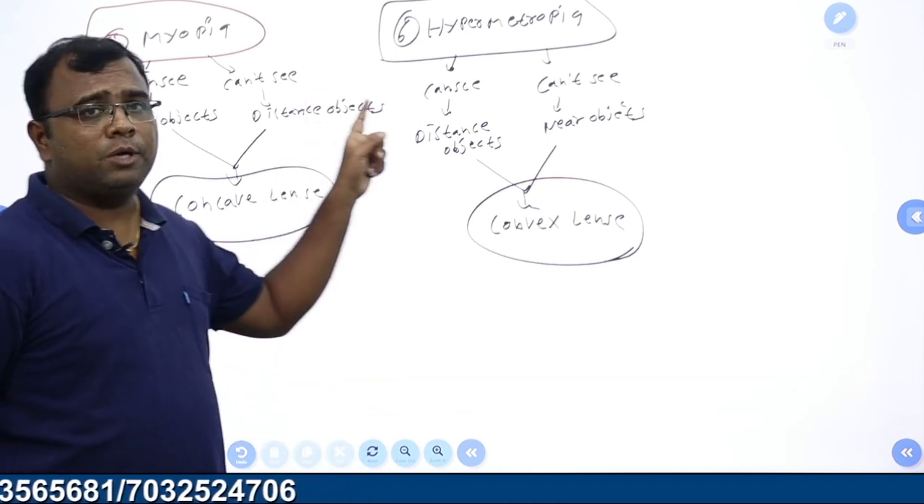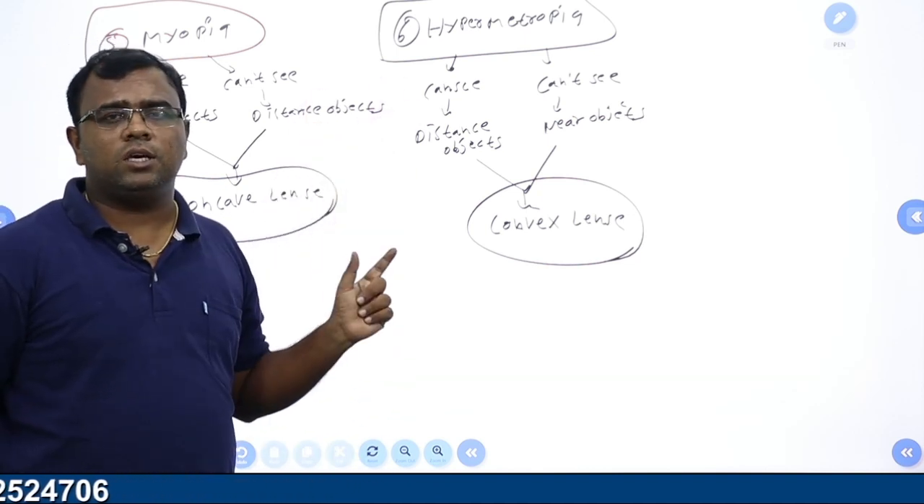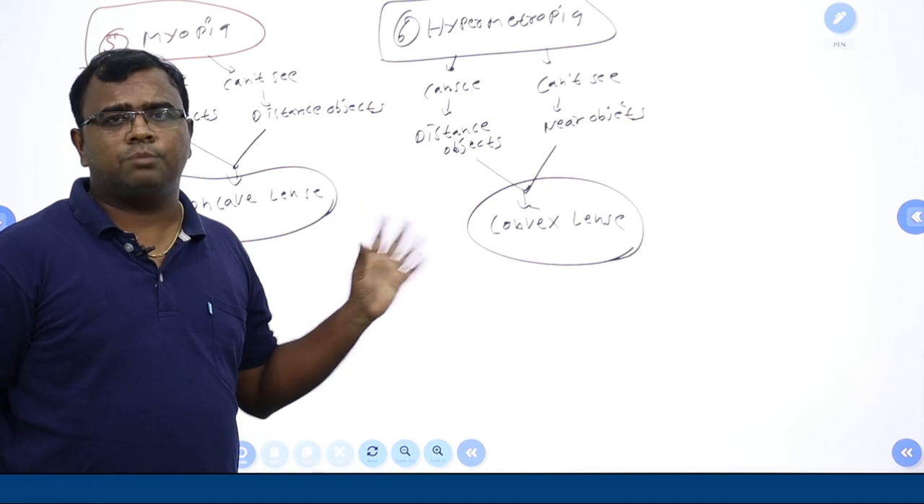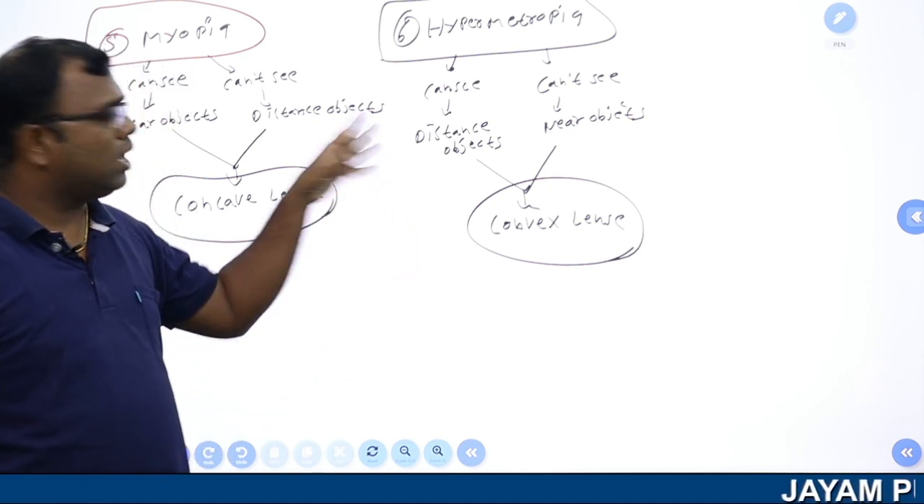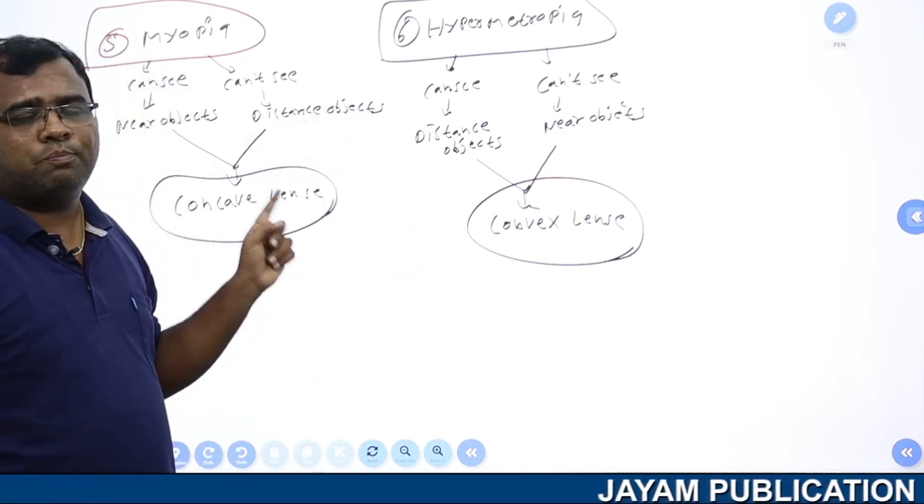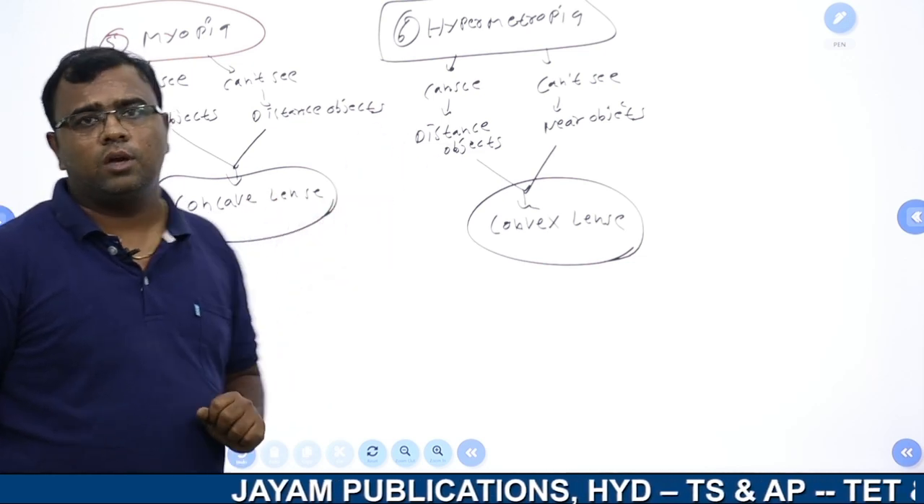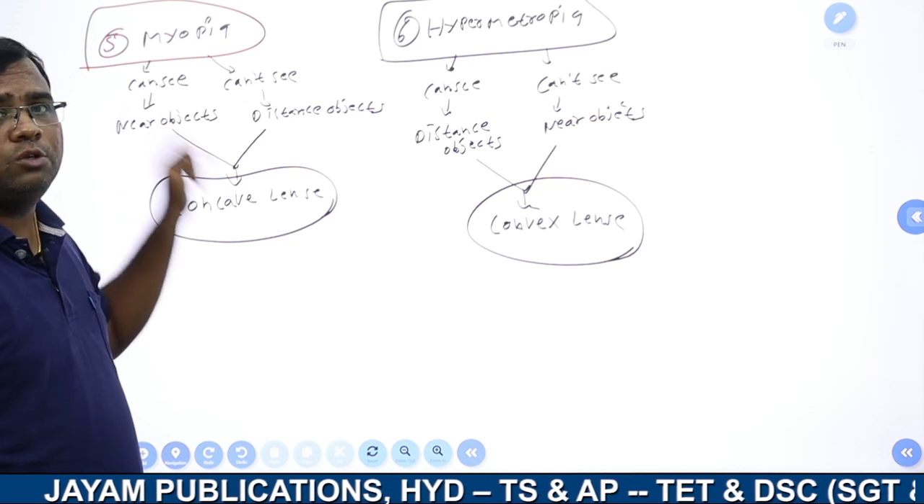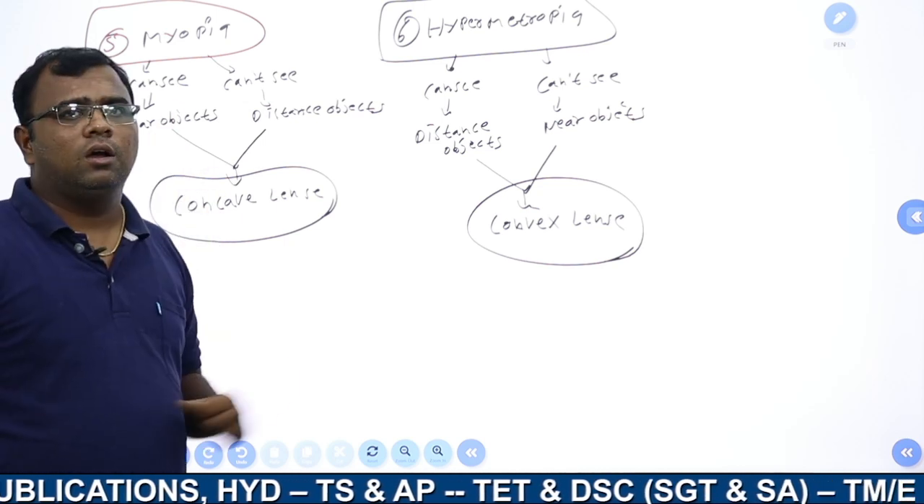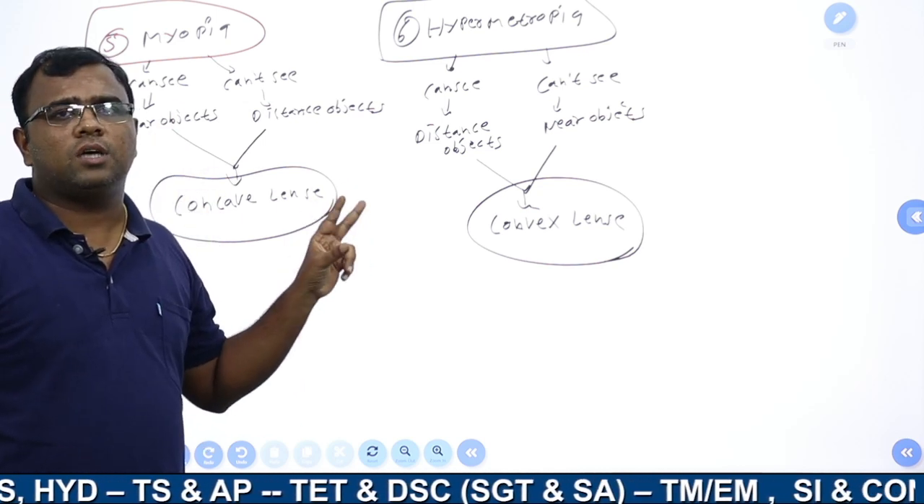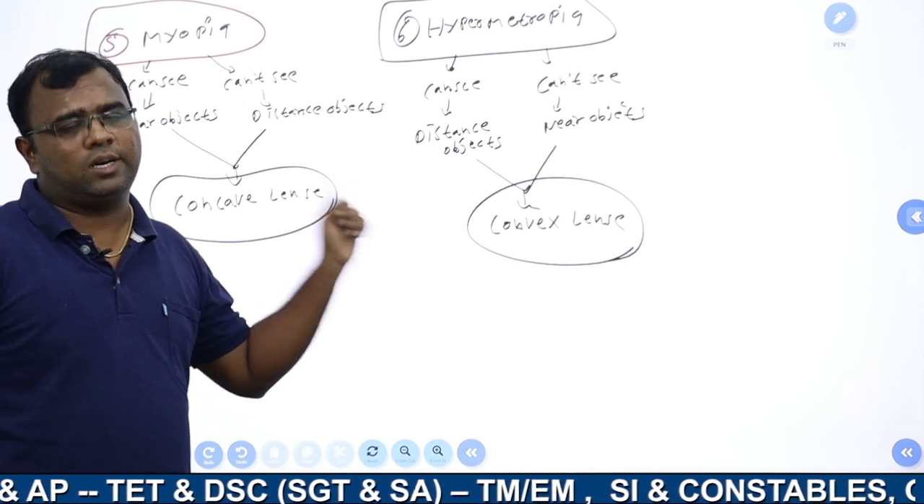The hypermetropia persons can see distant objects, cannot see near objects. These persons are used for convex lens also. The myopia persons are used for concave lens. The hypermetropia persons are used for convex lens.